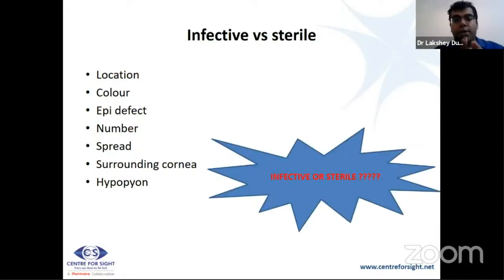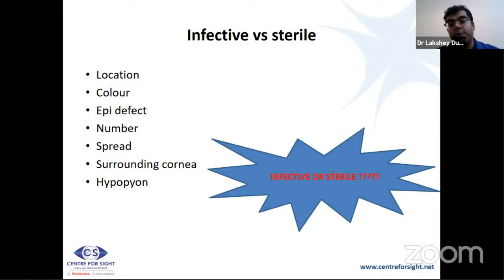So the most important thing is to differentiate whether they are sterile or infective. One we discussed is the location. If they are near the limbus, there is a tendency that they can be sterile; central, infective. Color: if it is whitish, more towards sterile; if it is yellowish, infective. Associated with epithelial defect, infective.